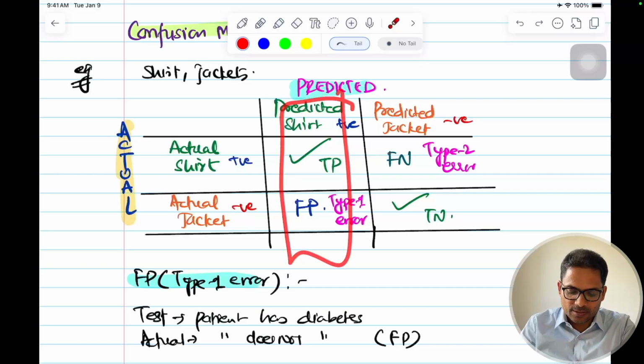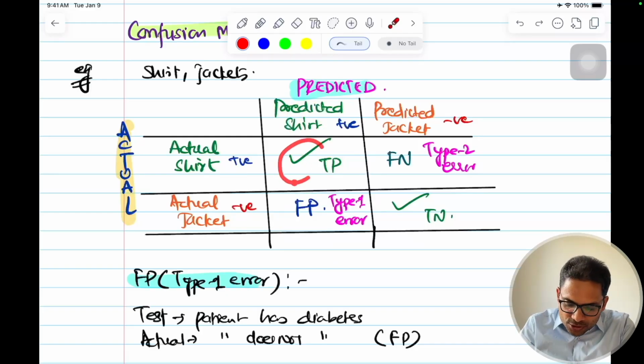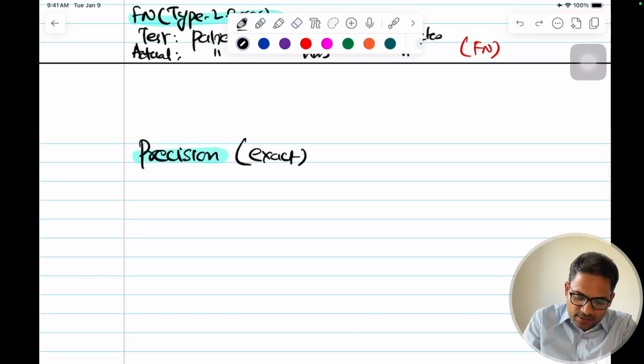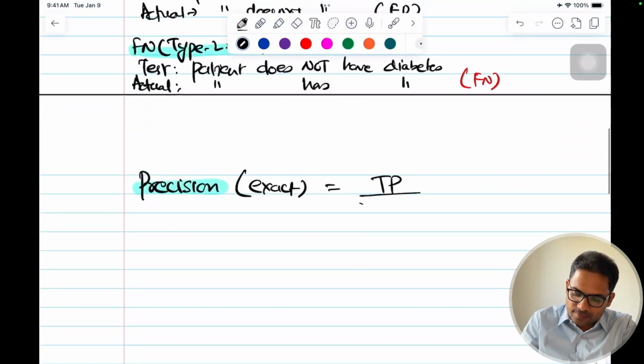Of all the predictions made by the model that these are shirts, these were actually shirts, true positives. These are false positives. These are not shirts. So what is precision? It is a ratio: true positive divided by true positive plus false positive. I hope this is clear.